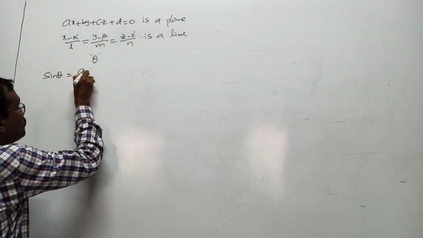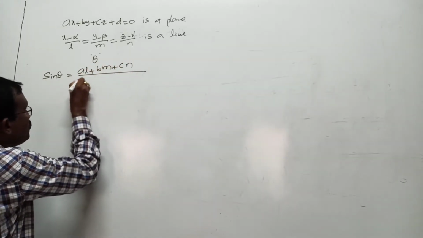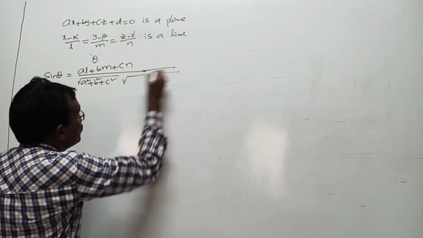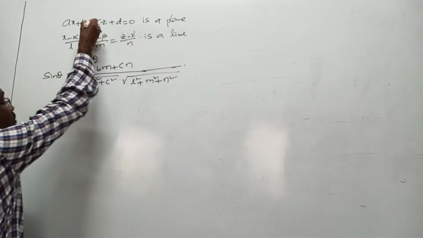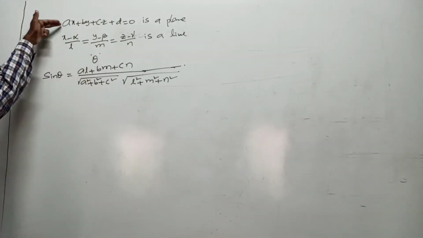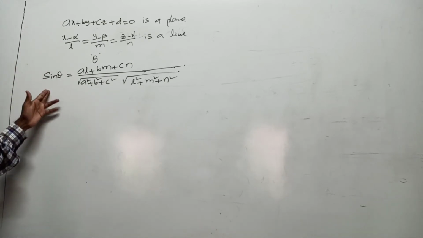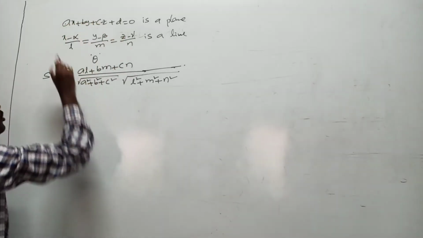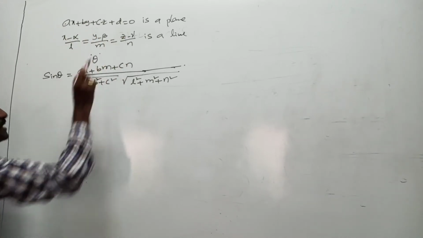Sin theta is equal to (al + bm + cn) whole divided by square root of (a² + b² + c²) into square root of (l² + m² + n²). This is the angle condition between a plane and a line. Once again I am repeating, if theta is the angle between this line and plane, in such a case sin theta equals (al + bm + cn) whole divided by square root of (a² + b² + c²) into square root of (l² + m² + n²).